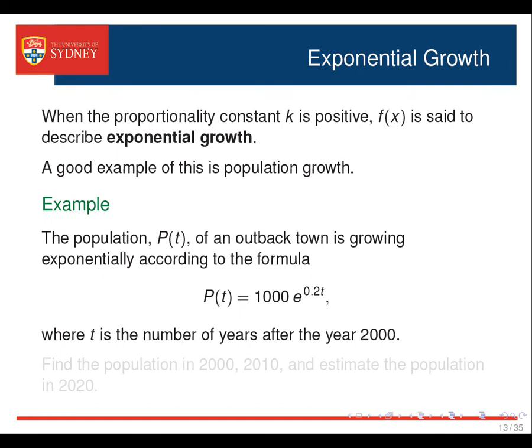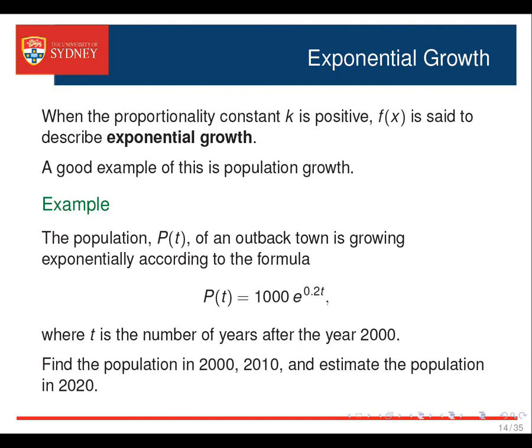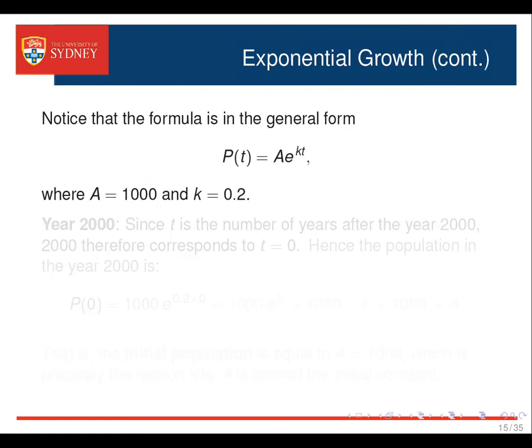Consider an outback town whose population is growing exponentially according to the following model, where the value of t represents the number of years after the year 2000. Then what was the population in the years 2000 and 2010, and what will the population be in the year 2020? Regarding the function p of t in the form of the general exponential function, the value of the initial constant a is 1000, and the value of k is 0.2.